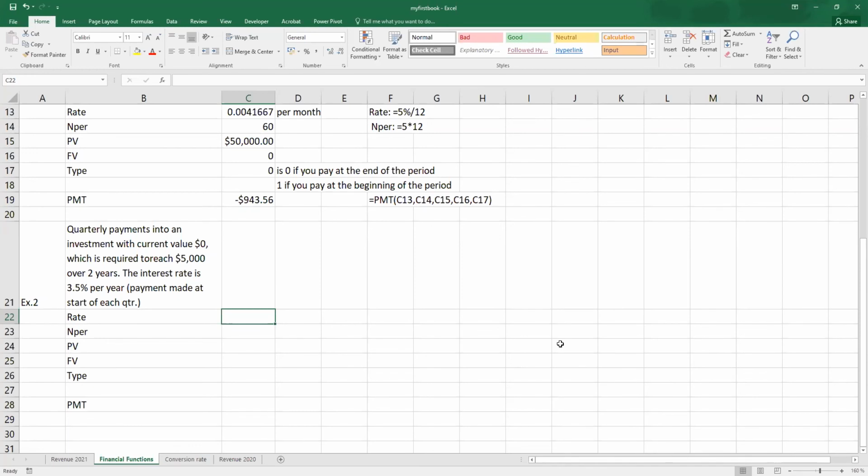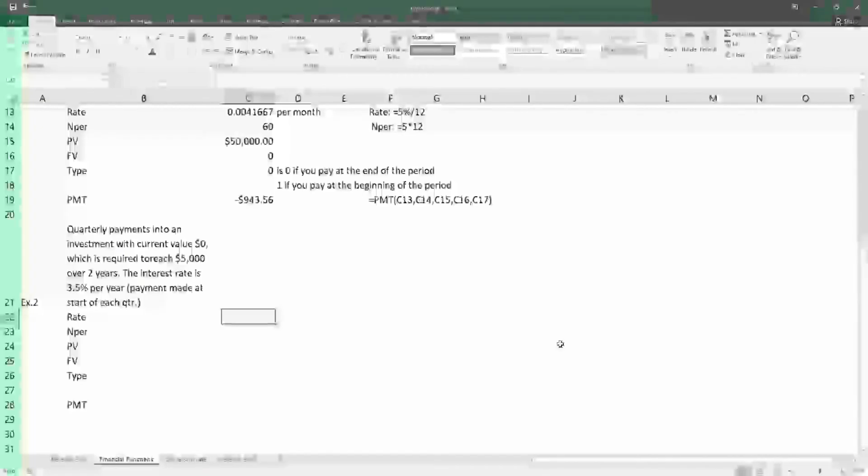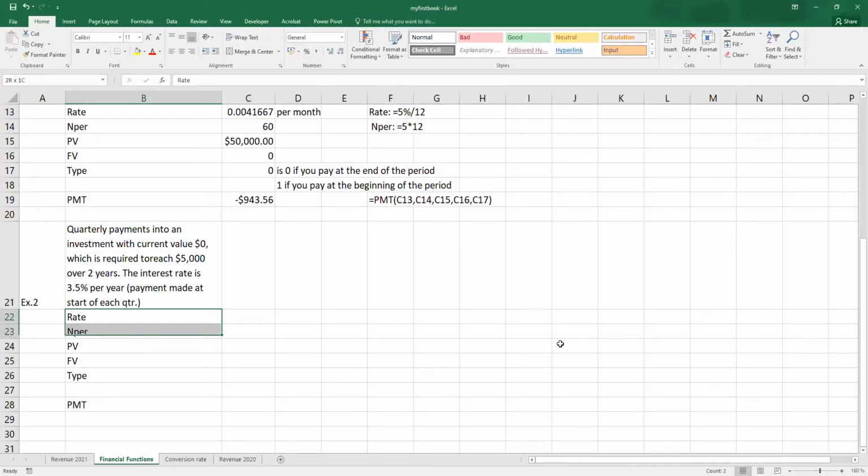Right now, when you are asked to find quarterly payments here, that means we have to use the PMT function, so I list out all the arguments that PMT needs. Next, it's a quarterly payment, so we have to keep in mind that in this problem everything we think about regarding time must be on a quarterly basis.